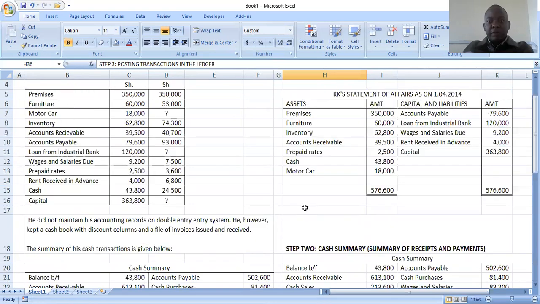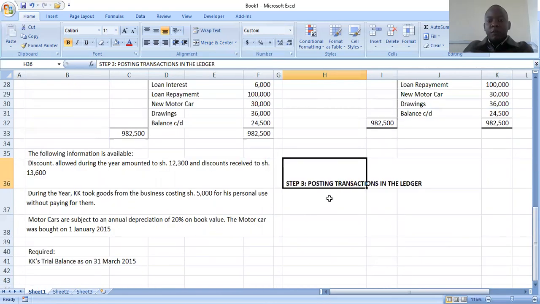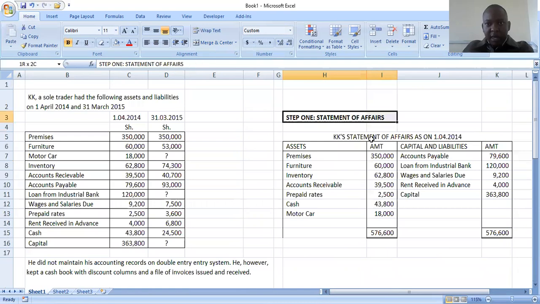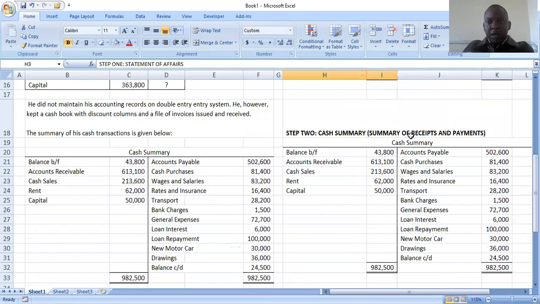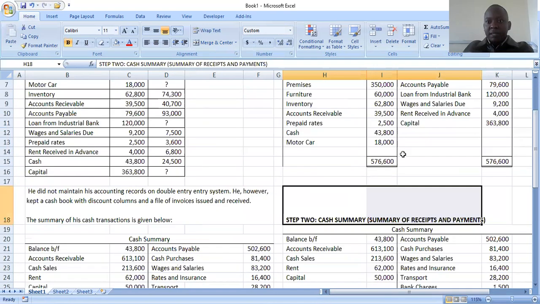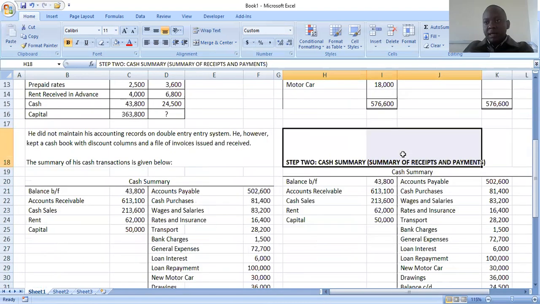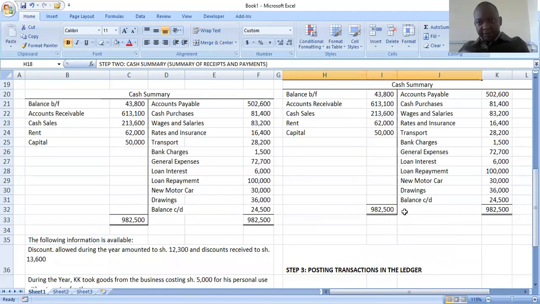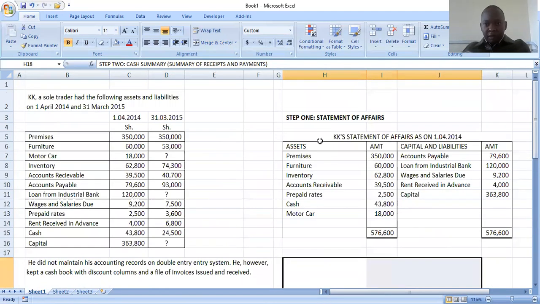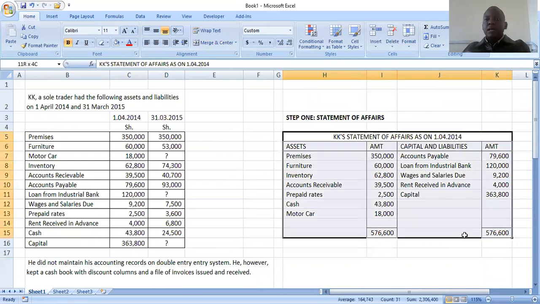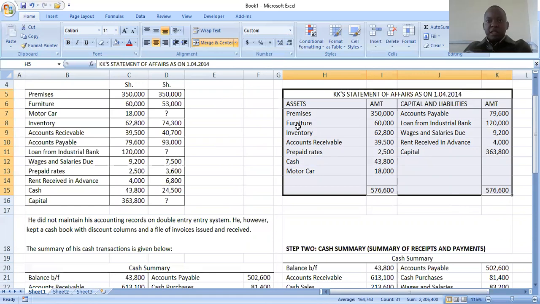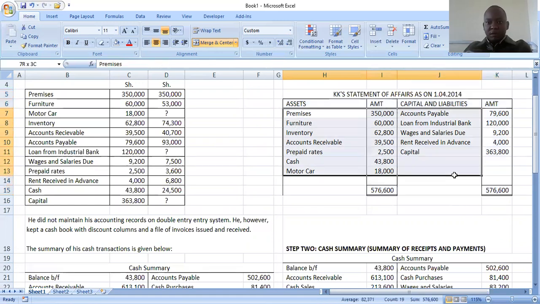So in this case, we have been told that we use information from step 1 and step 2, whereby step 1 provides the opening balances and step 2 provides the information to post into the ledger. So therefore, we shall use the information that we have in step 1, that is from the statement of affairs, to show the opening balances of the accounts. So you shall therefore prepare the opening balances from the statement of affairs.